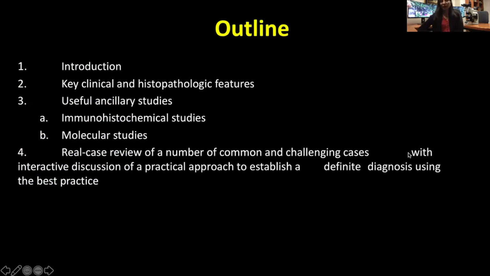So this is the outline of my talk. I will mainly focus on giving you the clinical and histopathological features of melanocytic lesions which we commonly see, and then some of the borderline cases where we need ancillary studies, mainly immunohistochemical studies and a few molecular studies, and some real case review of a number of common and challenging cases.